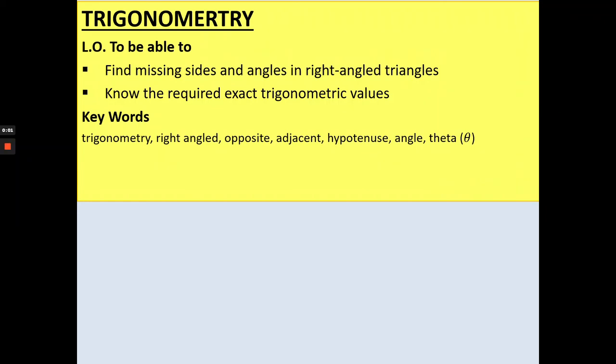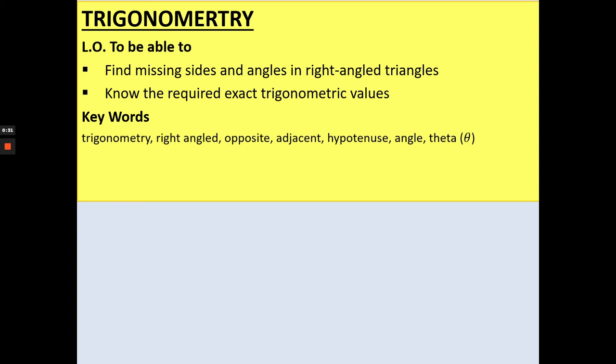Right, hello. So we're going to have a little look at trigonometry for our revision short today. If we think about what we do with trigonometry, we have the ability to find missing sides and angles in right angle triangles. You're going to need to know your exact trigonometric values, and we'll go through that as well today. Keywords that you need to know: trigonometry itself, right angle, opposite, adjacent, hypotenuse, angle and theta.